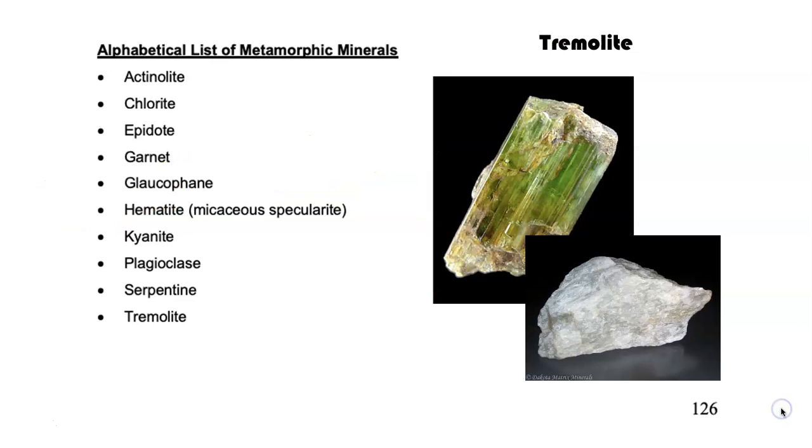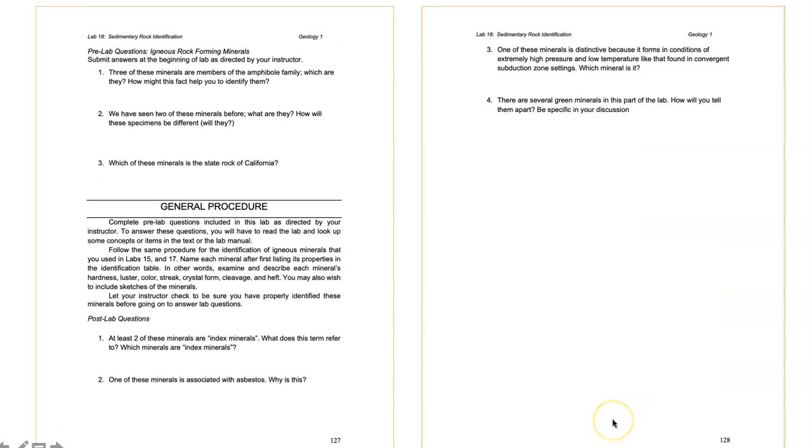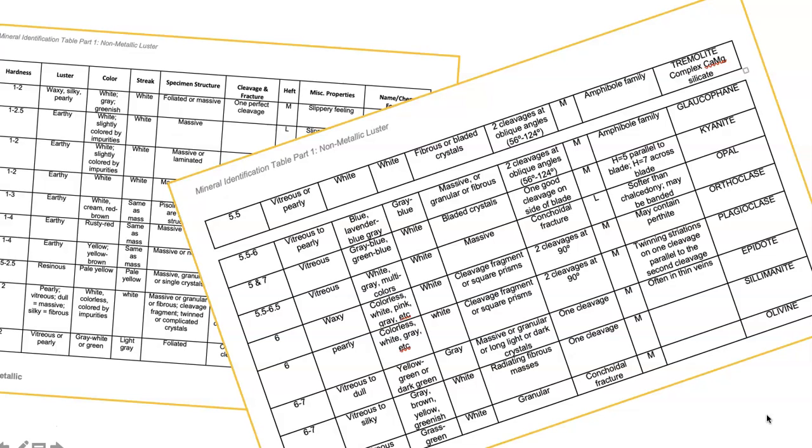Finally, we get to the mineral called tremolite, another one of these minerals that has a couple different forms. There's a green, crystalline, transparent form, and then there's kind of a white, opaque form as well. So those are your metamorphic minerals. There are some pre-lab and post-lab questions, and some of them I've already answered for you. And remember, of course, you have your mineral charts at the back of your lab.